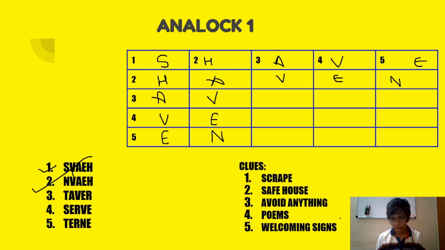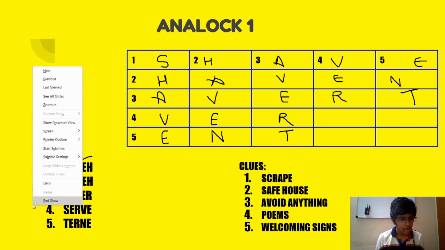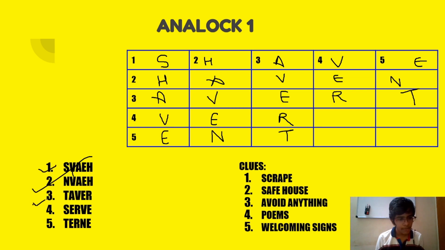So now let us look at number 3. Avoid anything. AVERT. Avert is a good word for avoiding anything. So you avert something, and you need some sort of English vocabulary also, a little basic. And yeah, that's over. So we are done with number 3 as well.